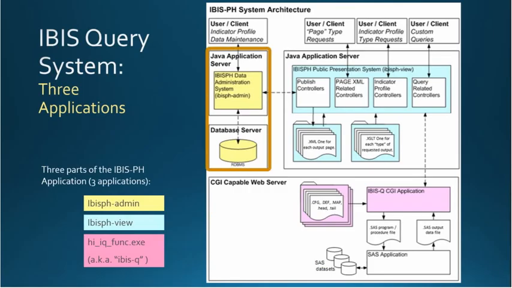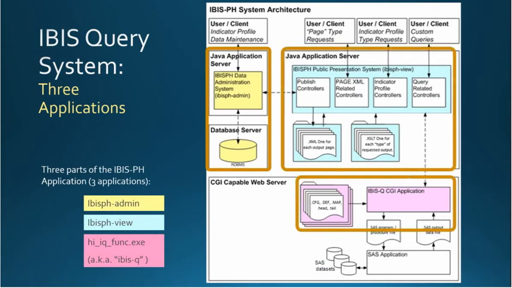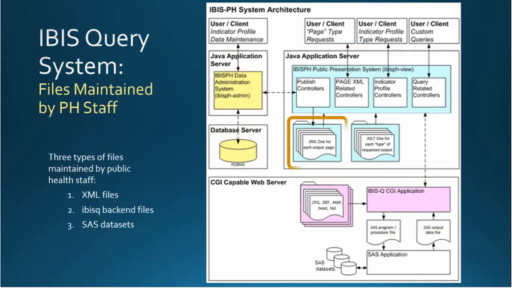The IBIS application consists of 3 applications: IBIS-Admin, IBIS-View, and HiIQ-Func, also known as IBIS-Q. IBIS-Admin has nothing to do with the queries, so we're not going to talk about that piece in this video. These are the parts of the application where files reside that are maintained by public health staff and not IT staff or software developers. We call those public health staff query content developers.